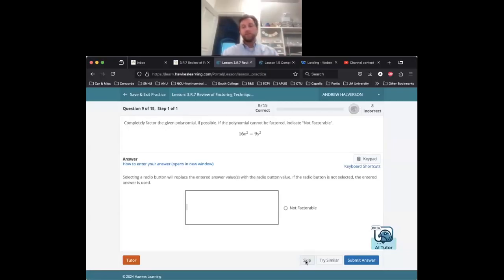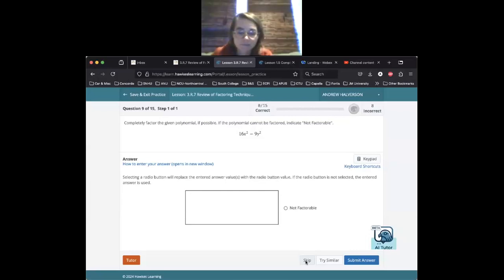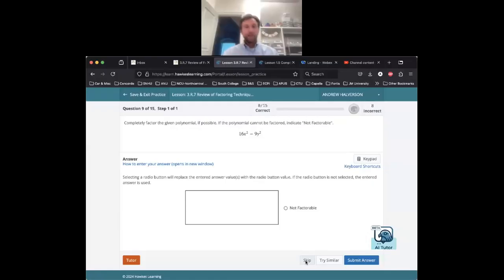How about this one now? Is this one factorable? Yes. What method? Difference of two squares. Two terms, minus sign in the middle, and they're both perfect squares. Bingo, yes. It is indeed difference of two squares.